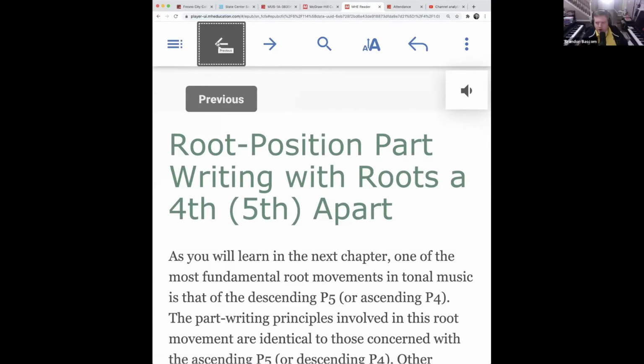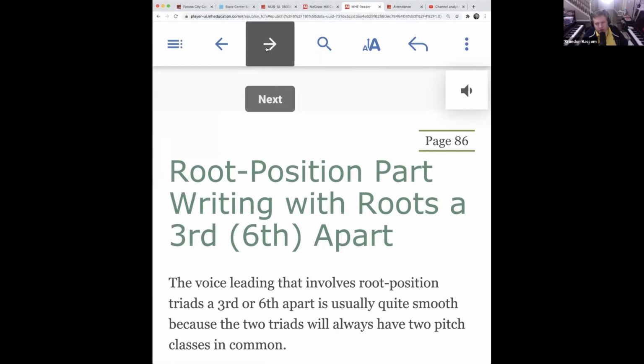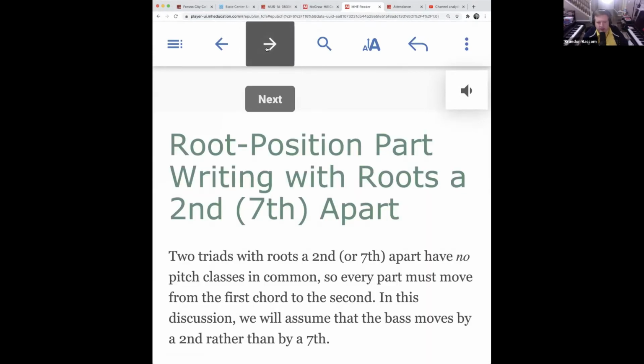So far we've talked about movement from triad to triad in a couple different ways. Remember, we're restricted to only root position writing. So we've talked about root position writing with our bass note being a fourth or a fifth apart, a third or a sixth apart, and today we're going to talk about the bass being a second or a seventh apart. But real quick, a recap.